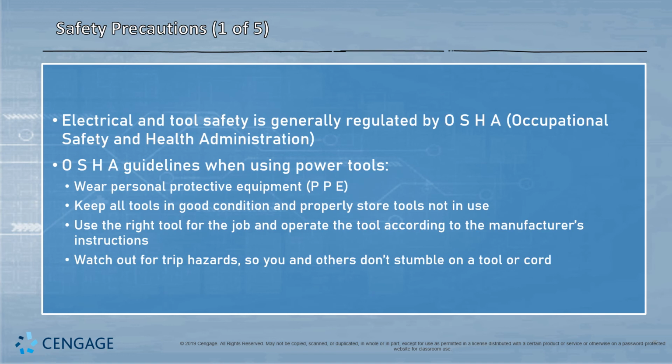OSHA regulations for power tools would be things like, make sure you're wearing the correct personal protective equipment, or PPE. Make sure you know how to maintain that equipment. Make sure you know how to identify when that particular equipment is failing or is compromised and needs to be replaced. Keep all tools in good condition. Make sure you properly store tools that are not in use and in their appropriate places. Use the right tool for the right job.